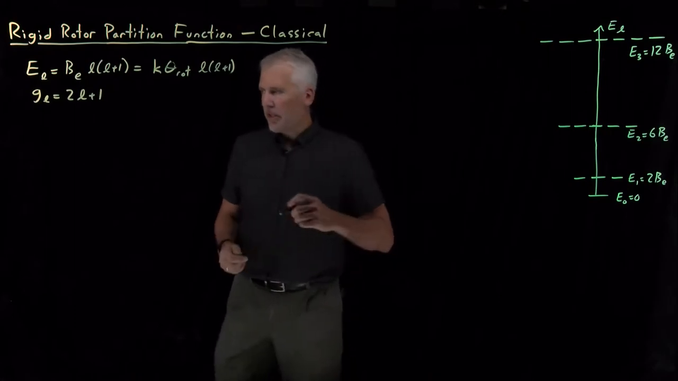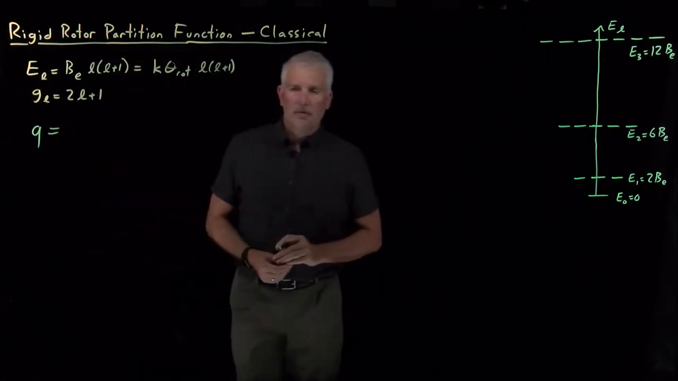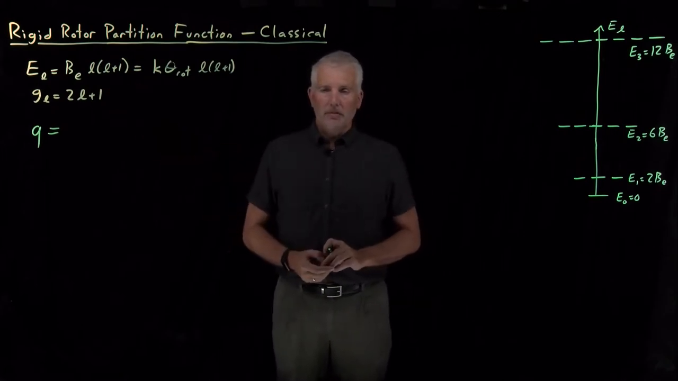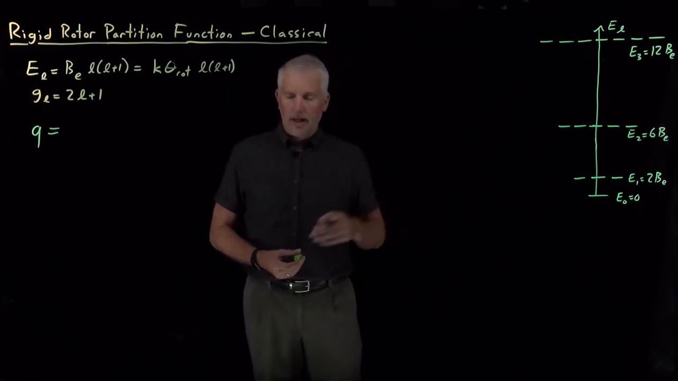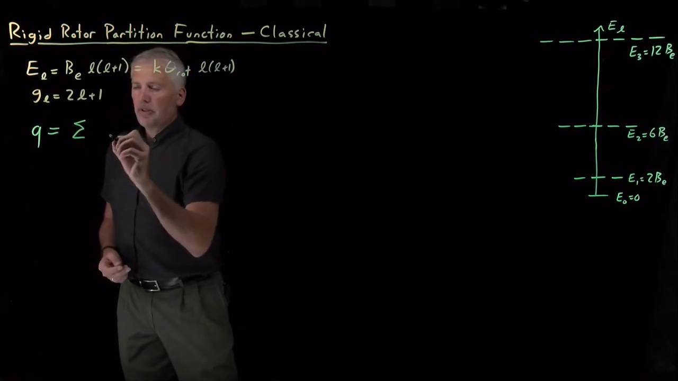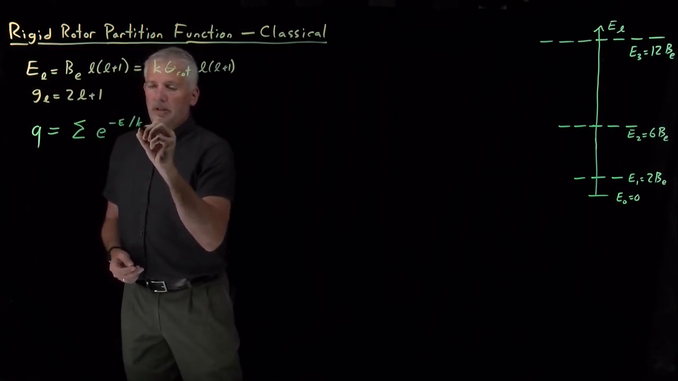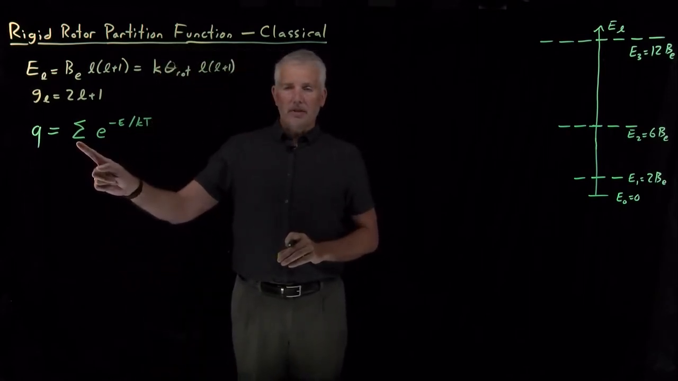So it's an interesting question to ask, what is the partition function for this rigid rotor? Now that we know the energy levels, we can calculate the partition function and then later go on and use that to calculate some thermodynamic properties. So as always, the partition function is the sum of the Boltzmann factors, e to the minus energy over kT, summed over all the possible states of the system.